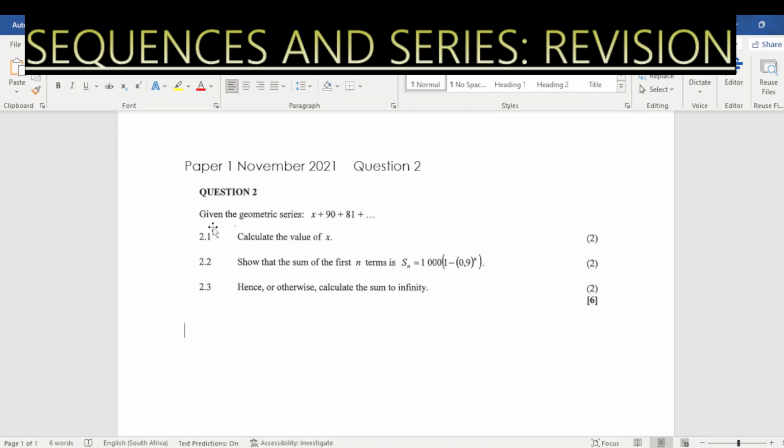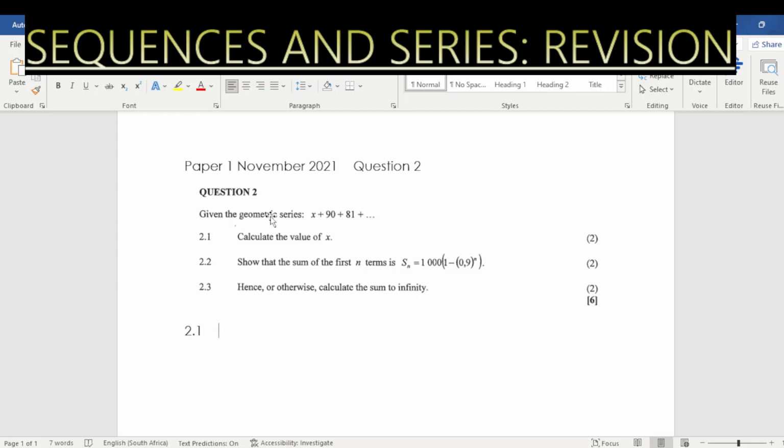There's a couple of questions. The first one is calculate the value of x. The second one is show that the sum of the first n terms is given by that particular formula. And the third question, hence or otherwise, calculate the sum to infinity. Right, so let's jump straight into it with question 2.1.